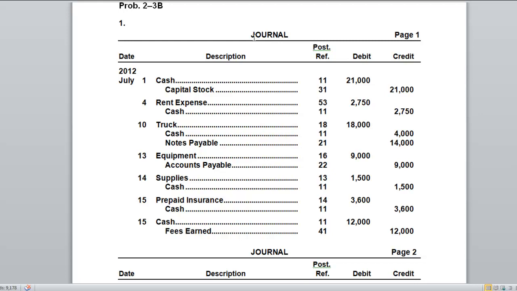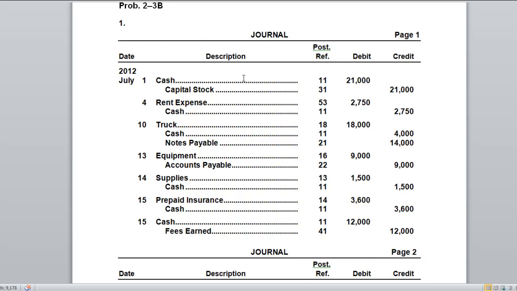Notice here in the journal, we have the date, the year, the month, and then this is July 1st, July 4th, July 10th, etc. This post reference is going to be left blank all the way until the end, when we actually take these and post them to the general ledger. The first step is to record all of the transactions in the order that they occurred.